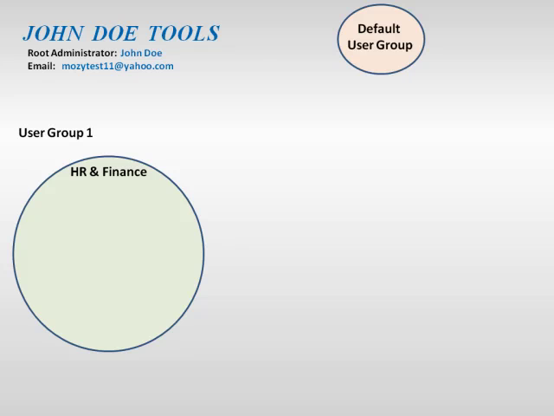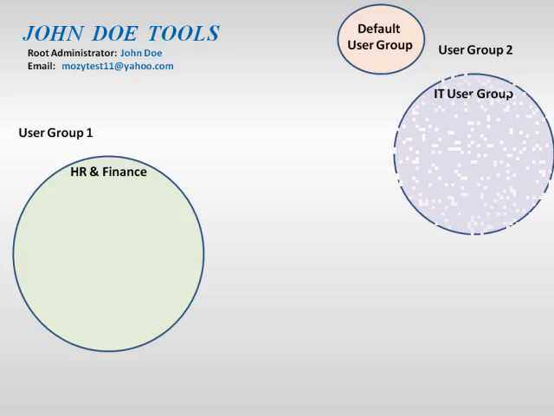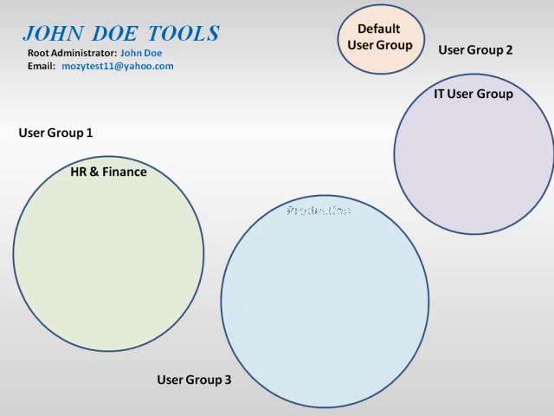User groups in the admin console allow users to be organized based on their billing plan, location, or organization. By default, when a MozyPro account is created, it has one user group called the default user group. John decided to group his users into user groups based on the department they work in. For example, User Group 1 for HR and Finance users, User Group 2 for IT users, and User Group 3 for Production users. John then created three additional administrators whom he assigned to manage each of the user groups, the HR and Finance admin, the Production admin, and the IT User Group admin.